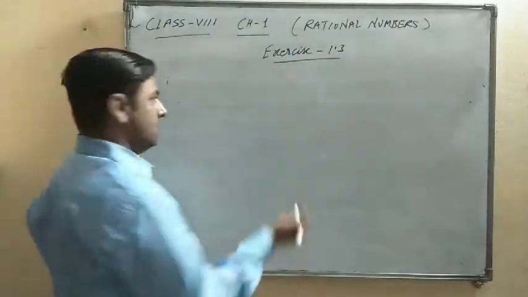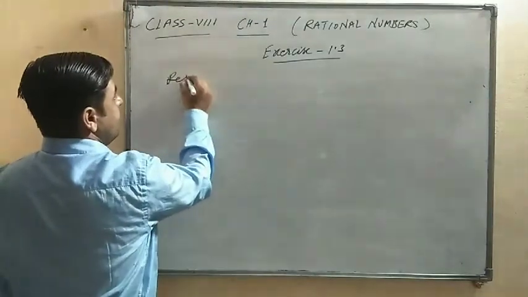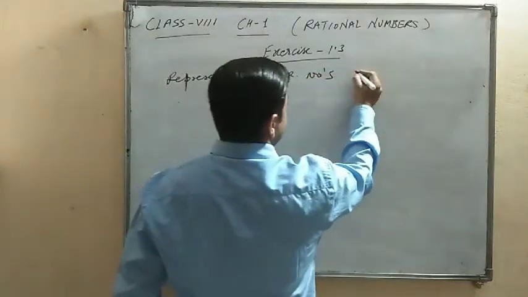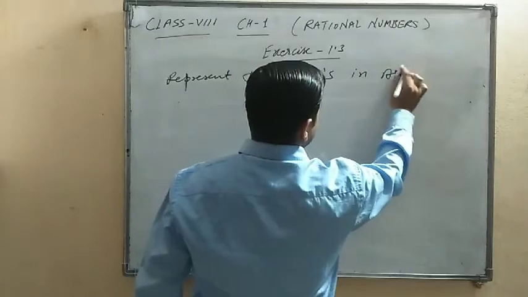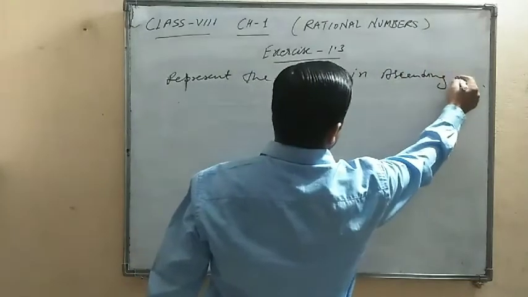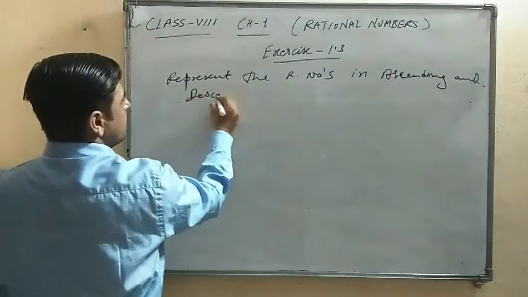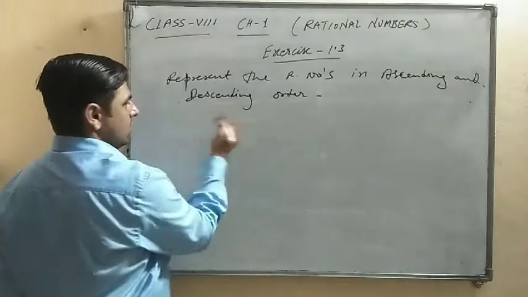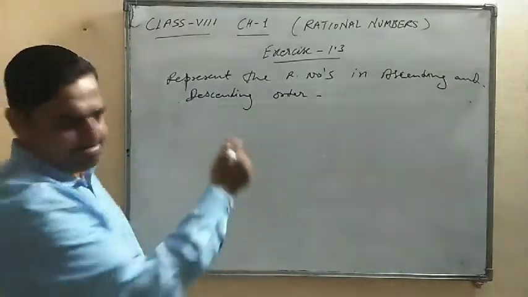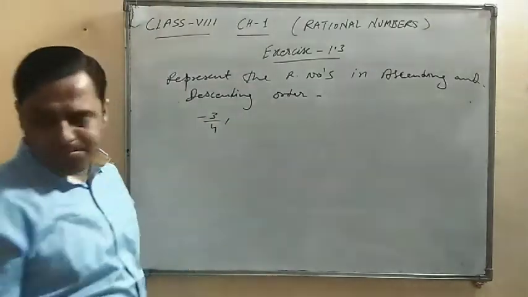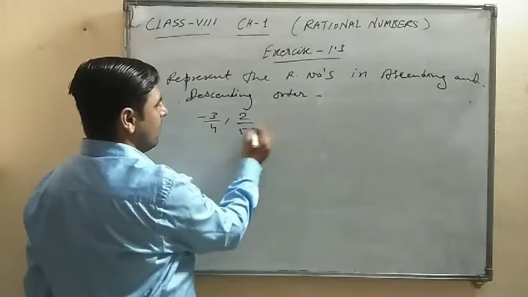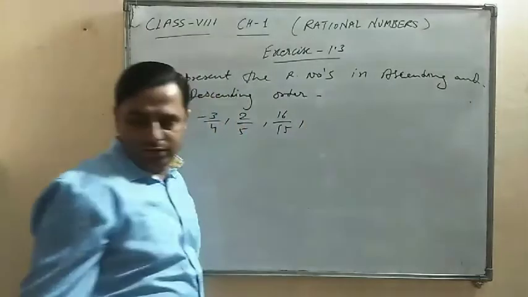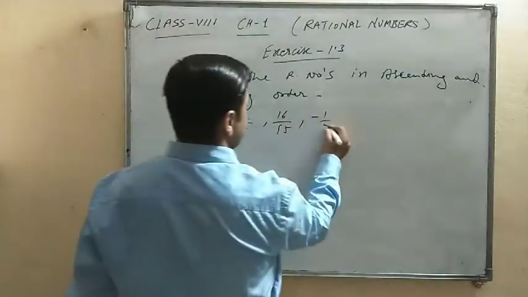and descending order. So represent the rational numbers in ascending and descending order. Suppose four rational numbers, first one is minus 3 by 4, second 2 by 5, third 16 upon 15, fourth minus 1 by 3.